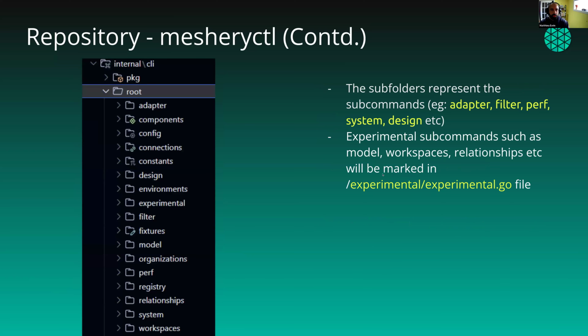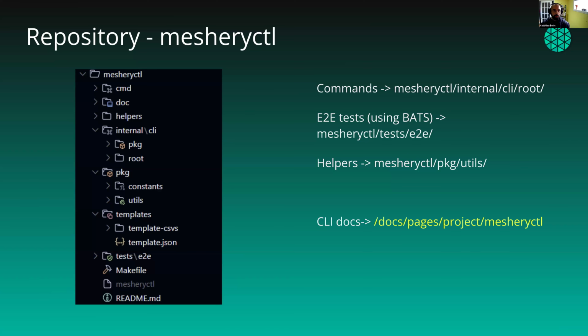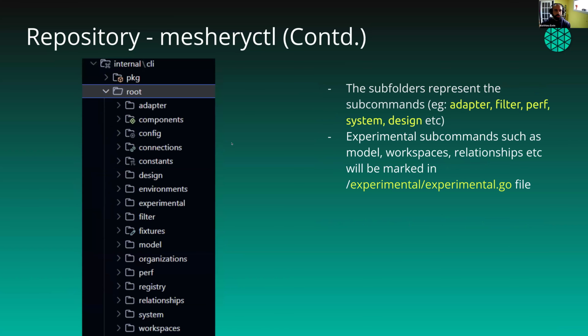Here, when you drill down, if I come back in here, you can see that in mesheryctl there is a folder named internal CLI root, and this is where all commands are created for mesheryctl. If we go inside that folder, you can see that there are a lot of folders, and each folder represents one command in mesheryctl.